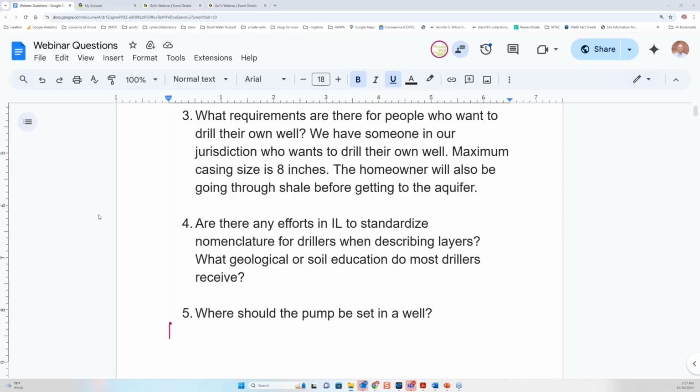I run into logs where it says drift, 140 feet of drift, because they're going to drill into bedrock and the driller doesn't care, so he doesn't describe any of the unconsolidated material. So I don't know what geologic or soil education most drillers receive. From my experience working on this program for the last 15 years, we need to all do a better job of working together, so that everyone's on the same page.